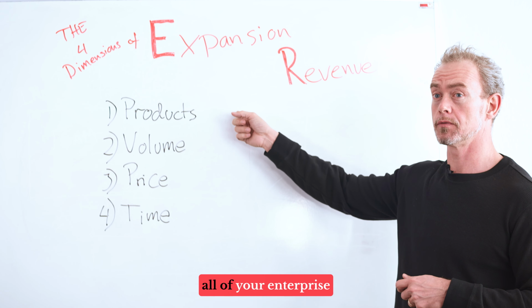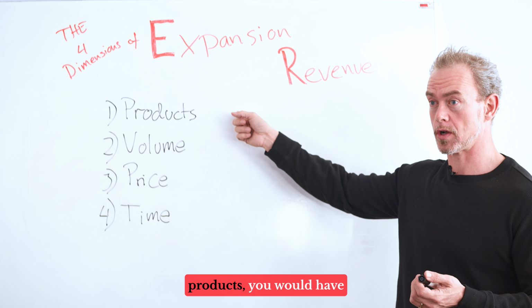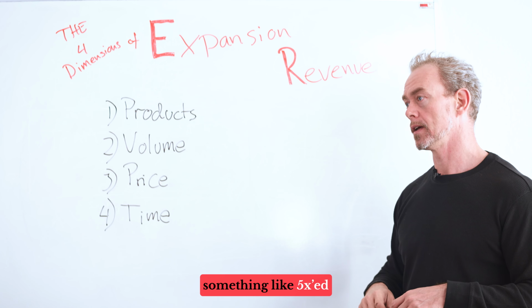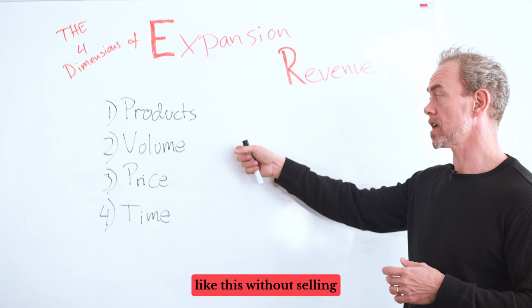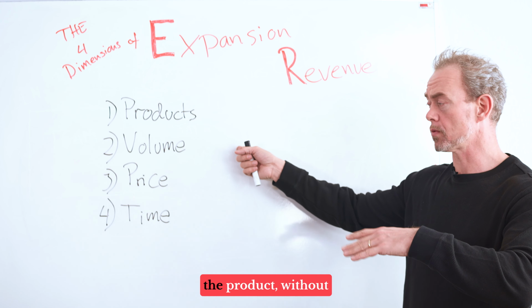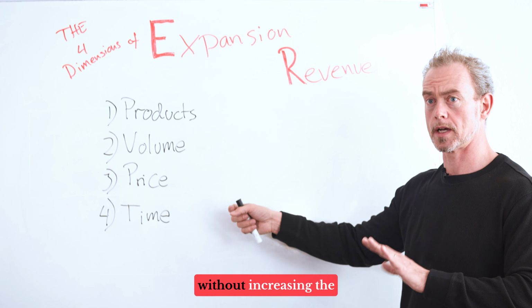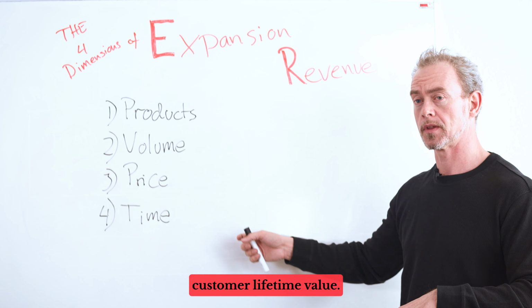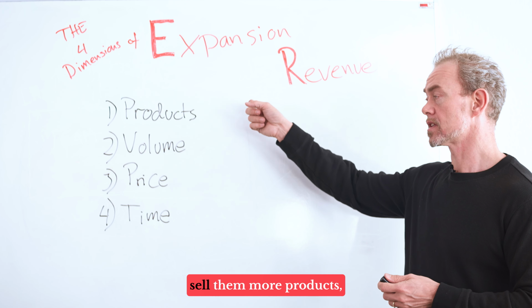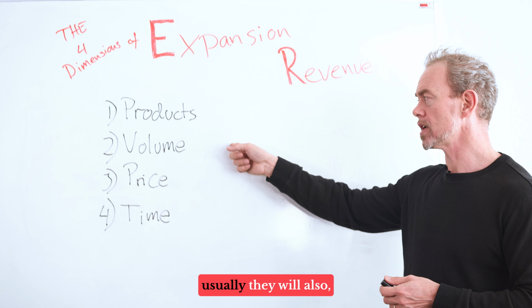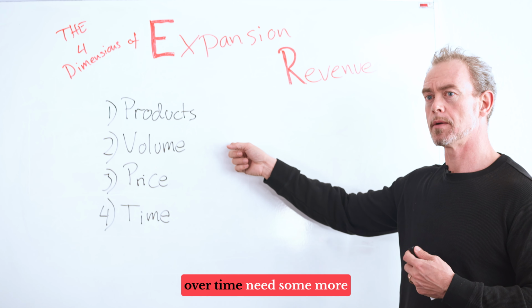And if you could get all of your enterprise customers to buy 5 products, you would have something like 5x your revenue, without selling them more volume through the product, without increasing the price, without increasing the customer lifetime value. The beauty, however, if you do something like this, is that if you sell them more products, usually there will also over time be some more volume.